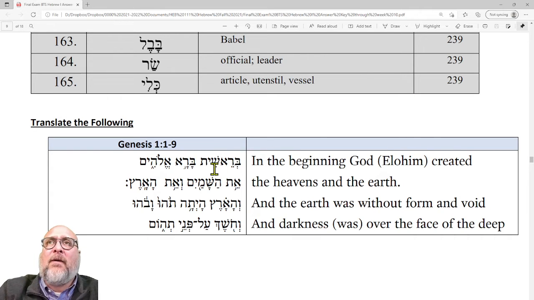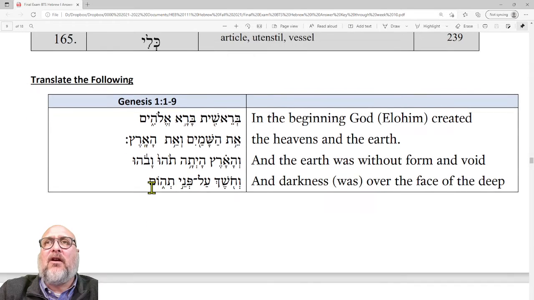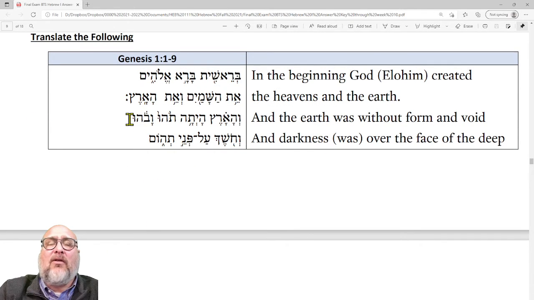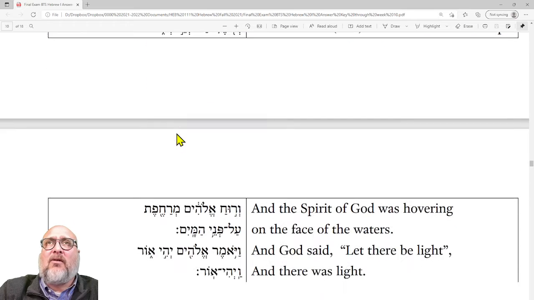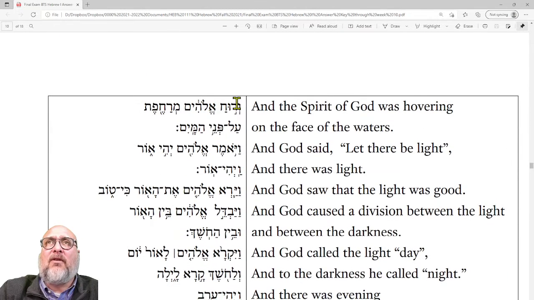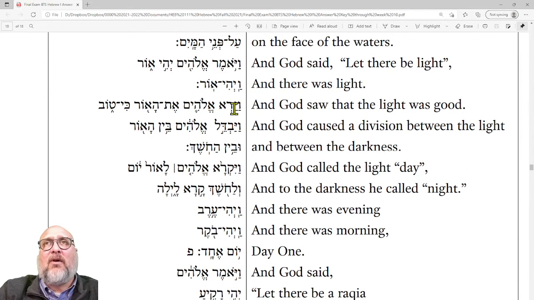In the beginning, Elohim created the heavens and the earth was tohu vabohu, and Hoshek was on the face of the Tehom, the spirit of Elohim. Piel of hovering was mega hovering, massively hovering on the faces of the waters. And God said, Vayomer Elohim Yehi Or, let there be light. Vayehi Or, there was light. Vayar Elohim et Haor Kitov, God saw that the light was good.